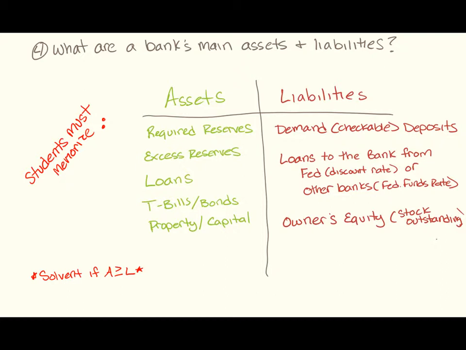The last thing that goes in the assets column goes by a bunch of different names on the AP exam, but it's essentially property owned by the bank.